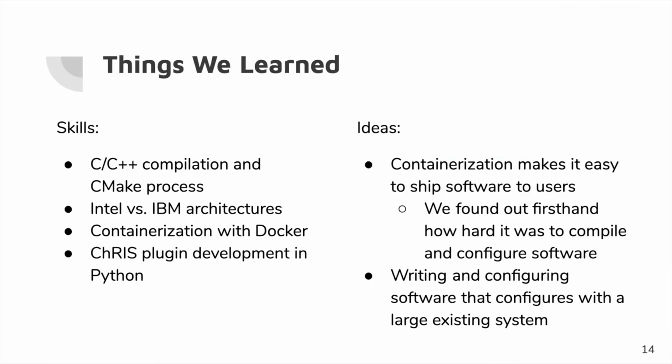Throughout this entire project, we learned crucial skills, but it also opened our eyes to many different ideas. Some skills we learned include C and C++ compilation, and the CMake process, and what goes along with it. We also learned a lot about the differences between Intel and IBM architectures. We got acquainted with Docker and containerization, which we had slim to no experience with prior to this project. Another skill we developed was creating a CRIS plugin in Python, which, again, we had slim to no experience with.